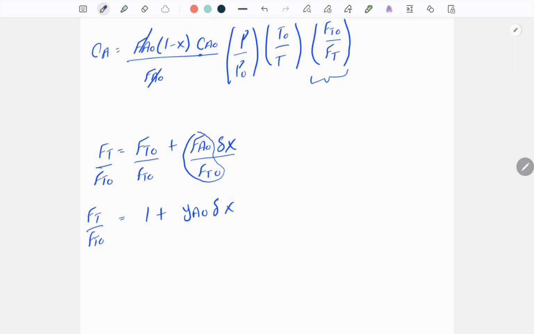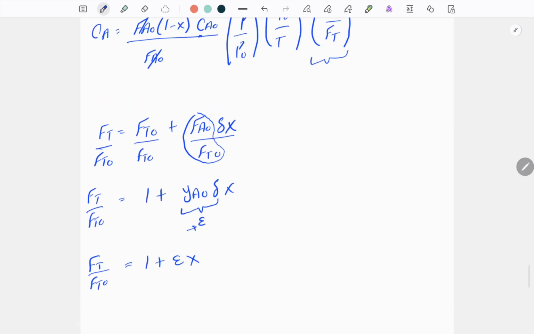Now this term here is called the expansion factor, which is symbolized by epsilon. So Ft over Ft naught equals 1 plus epsilon times x, where epsilon is the expansion factor used in gas phase.